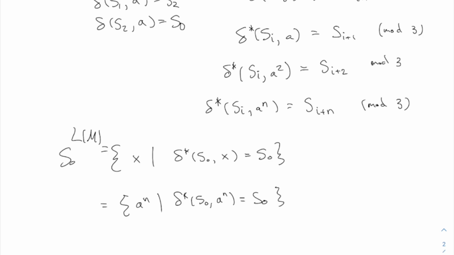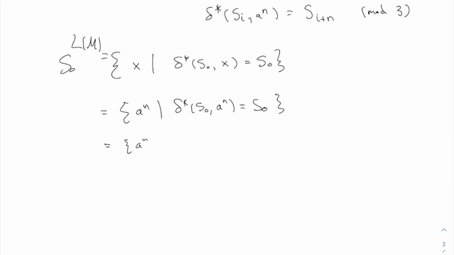But now, based on what we said before, I can actually simplify this delta star using the thing that I just scrolled to the top. We know that this is true. So the part on the left, I will simplify: delta star of S0 and a to the n should equal S sub 0 plus n. This is true in general for all the Si's. This will say it's Sn. So this says that the string is accepted whenever Sn is the same as S0 when you read the subscripts mod 3. Of course, that just means that n is 0 mod 3.